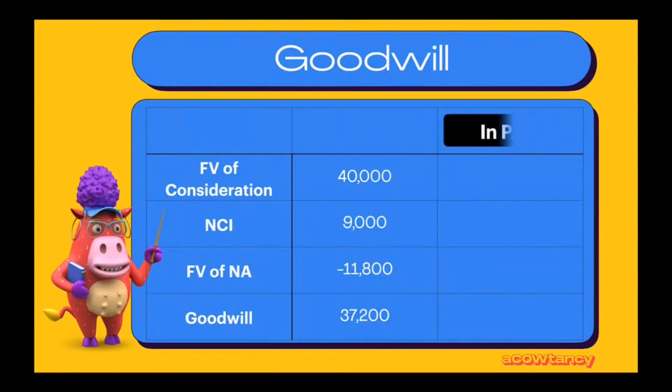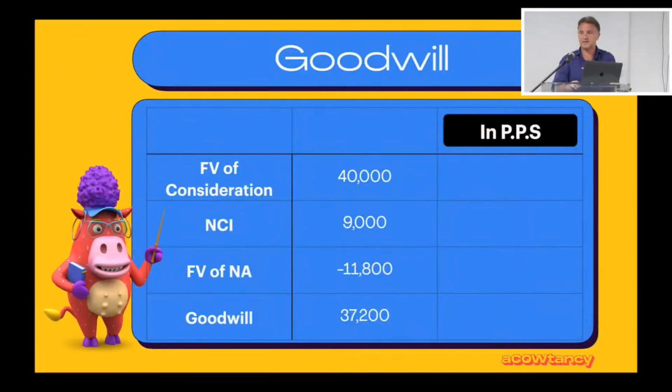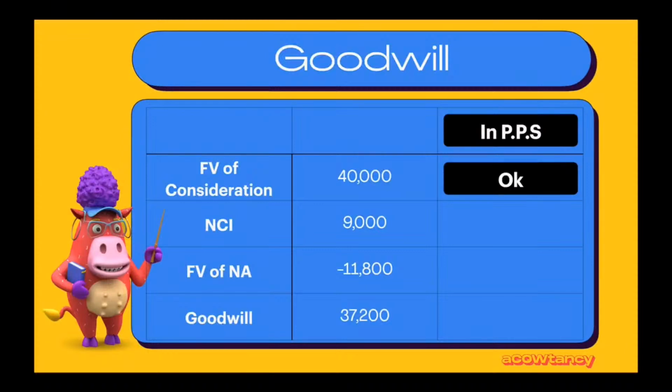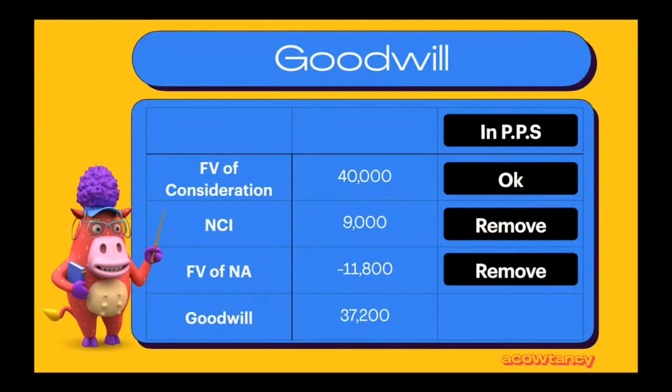So 40,000, so in the PPS, anybody know what PPS stands for? Pre-populated spreadsheets. They give you a spreadsheet that's already been done, you just have to adjust it. So in the pre-populated spreadsheet, the 40,000 is okay. Don't worry about that, because however you treat it, you paid 40,000 for it. 9,000 you remove, just literally go to NCI and put minus 9,000. Fair value of net assets, go to all the assets listed out, take out all the numbers till it comes to 11,800.